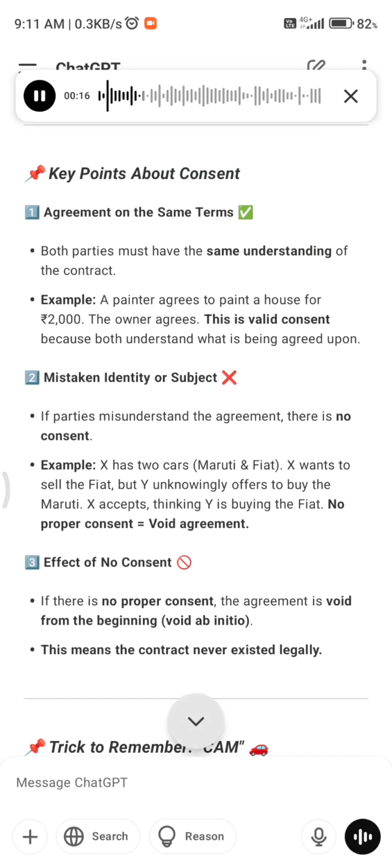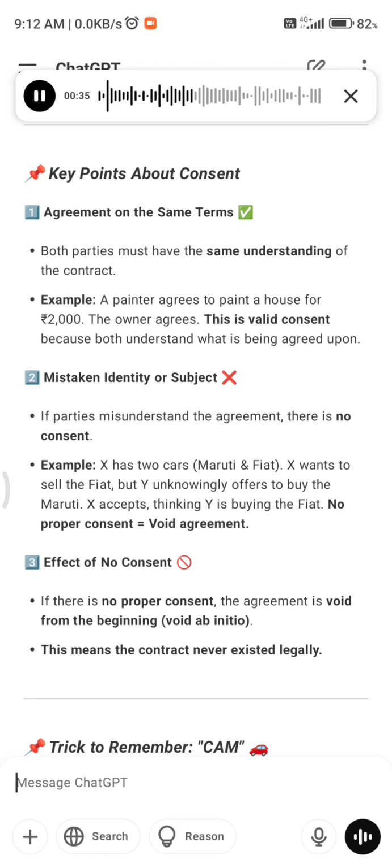Key points about consent. 1. Agreement on the same terms. Both parties must have the same understanding of the contract. Example: a painter agrees to paint a house for $2,000. The owner agrees. This is valid consent because both understand what is being agreed upon.